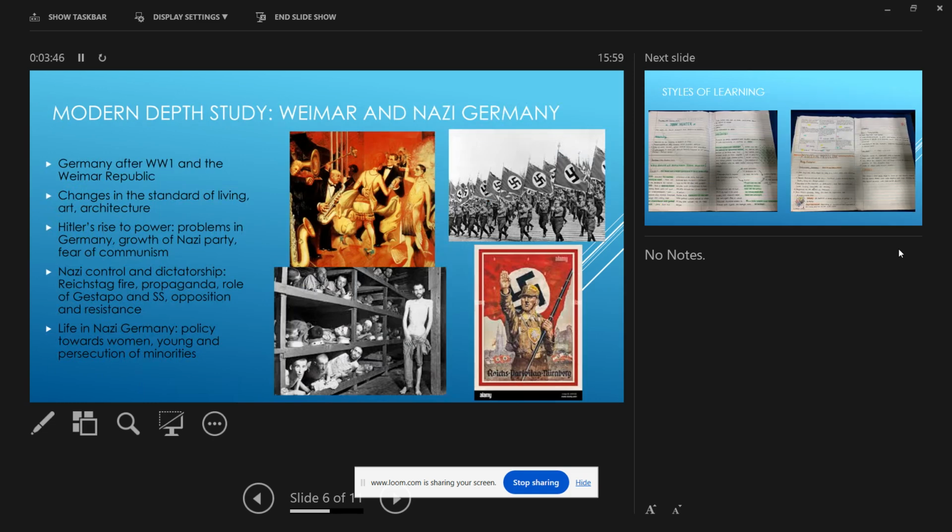The final bit we look at is a modern depth study, and that is looking at Weimar and Nazi Germany. So from here, we look at after World War I. So we're looking at 1918, going right through to 1945.